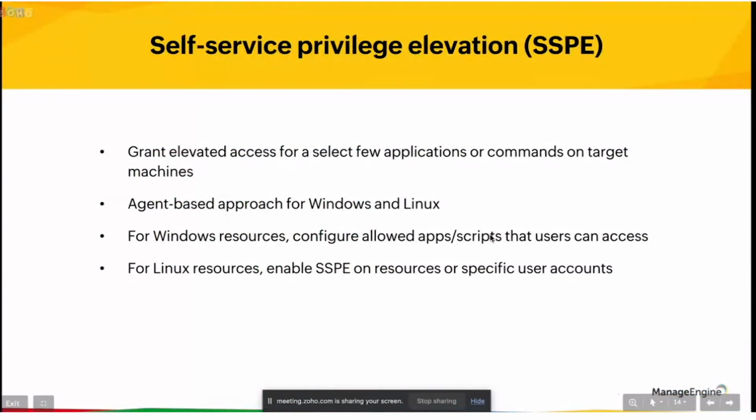And this is going to be an agent-based approach for both Windows-based devices as well as Linux-based devices. Keep in mind, none of the other features which we discussed till now has an agent-based approach, but the SSPE functionality alone has to go with an agent-based approach. So all I need to do is download an agent from PAM360 and deploy it on the target machine for this functionality to work. For Windows devices, I need to create and allow apps or scripts which can be enabled. And for Linux devices, I need to enable SSPE, the self-service privilege elevation, on the resource or on the user account. Now, first, let's look at how it works for Windows devices.